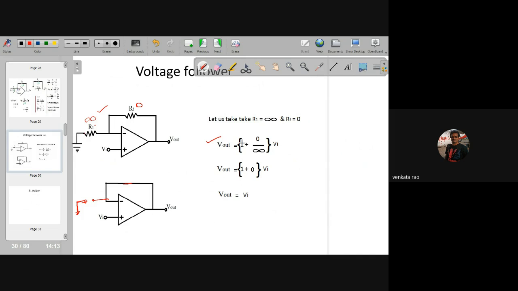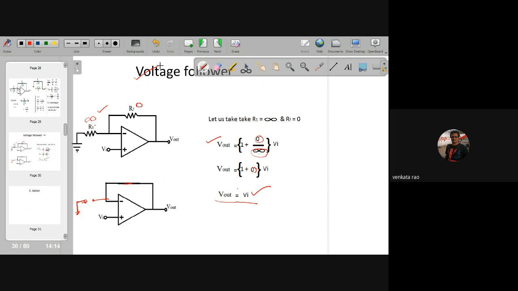Now substituting 1 plus RF is 0, R1 is infinity. So 0 by infinity became 0. So output equals input. The output voltage just follows the input voltage. That's why it is called a voltage follower. The application of voltage follower is to convert a practical voltage source to an ideal voltage source.